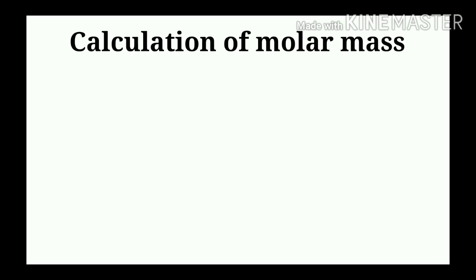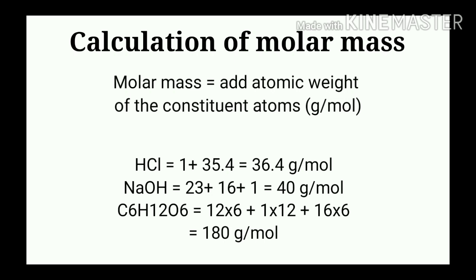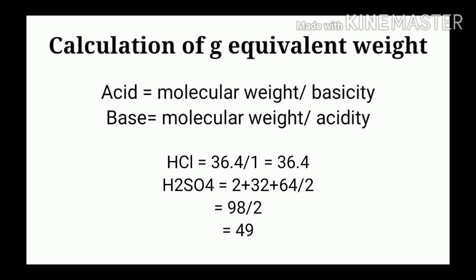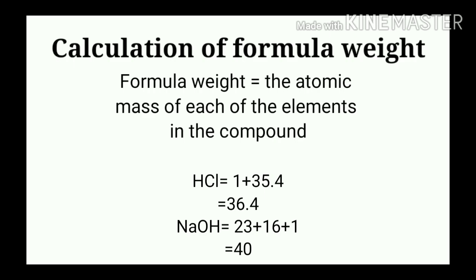To calculate the molar mass of a solute, you just add the atomic weights of the constituent atoms. You can find the atomic weight from the periodic table. Here I have calculated the molar mass of HCl, NaOH and glucose. To calculate the gram equivalent weight of an acid or base, just follow this rule. I have calculated the gram equivalent weight of HCl and H2SO4. And finally, I have shown how to calculate the formula weight of a compound. Just add the atomic weights of the elements present in the compound.